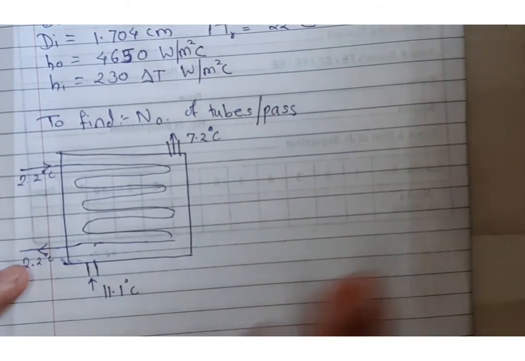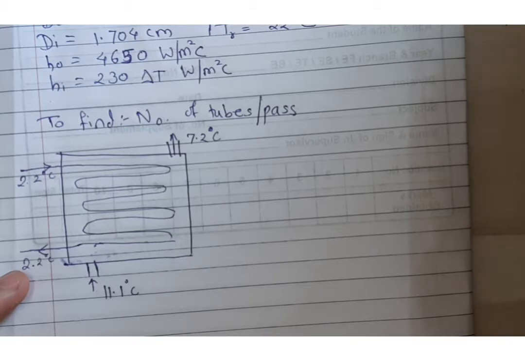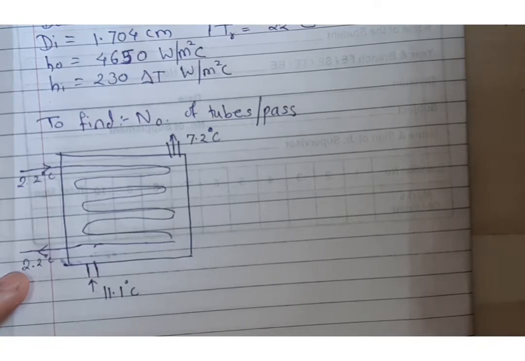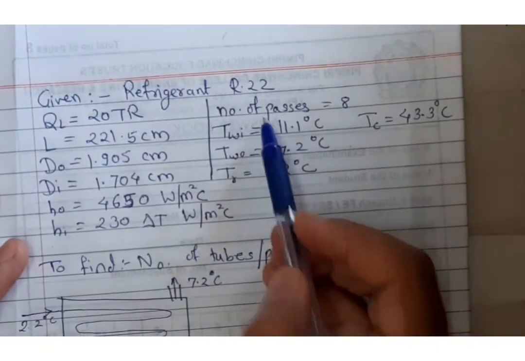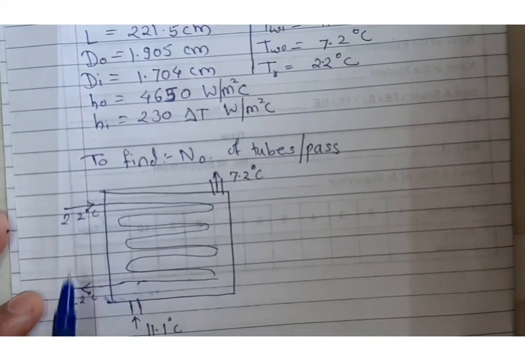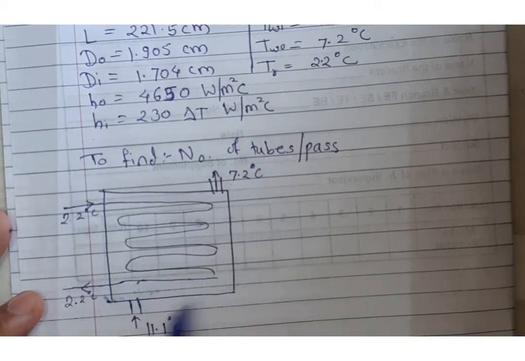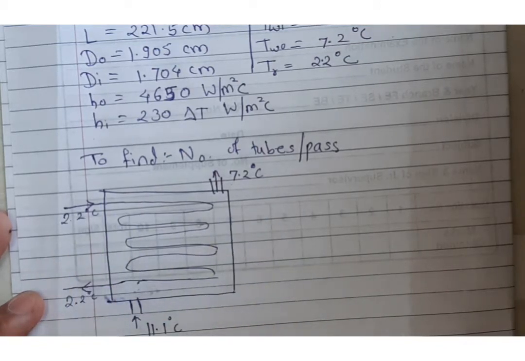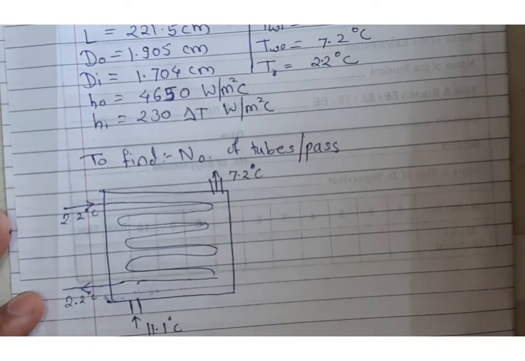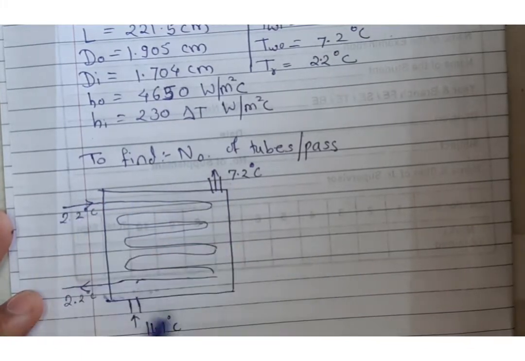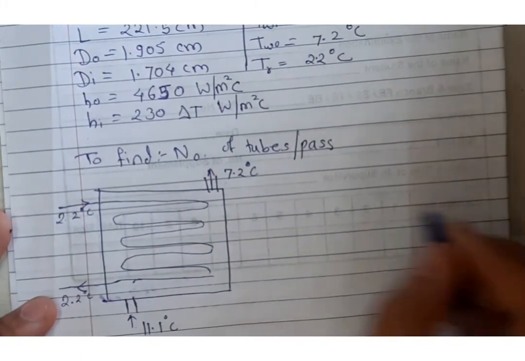Now to solve the numerical for any heat exchanger, there are two different approaches: the LMTD approach and the NTU approach. Which to choose depends on the availability of the data. Now here you can see we have all the inlet and outlet temperatures for both the fluids. If all the temperatures are known to us, we are supposed to use the LMTD method, and if one of the temperatures is unknown, then we are supposed to use the NTU method. From here you can see all the temperatures are known to us, so we are supposed to use the LMTD method.